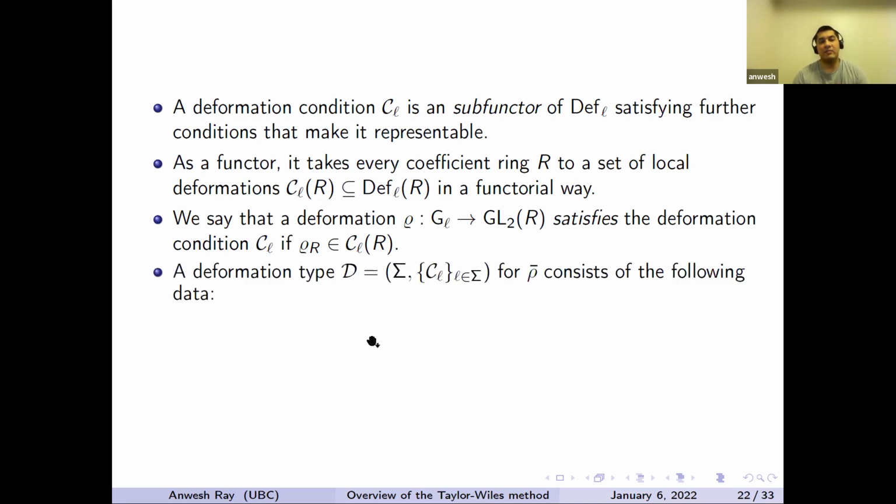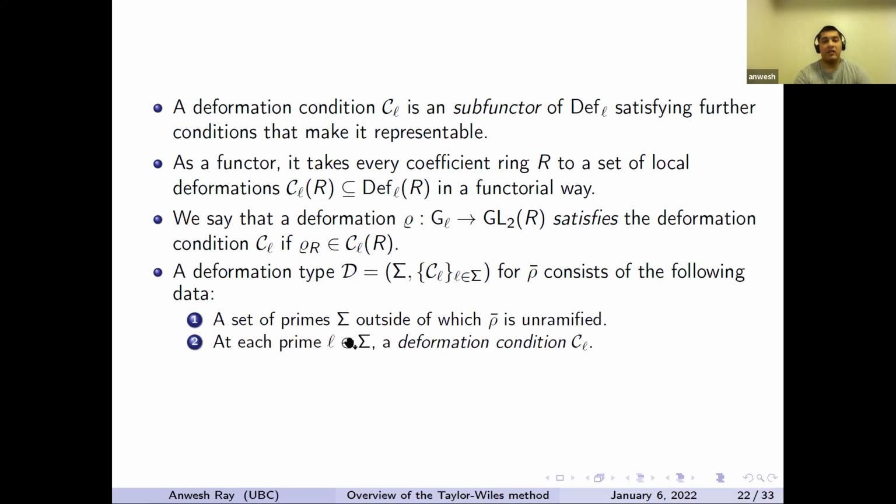Okay, so what is a deformation type? This is what we want to impose on our global deformations. We fix a set of primes Sigma, outside of which Rhobar is unramified. In other words, the deformations are allowed to ramify only in the finite set of primes Sigma. Furthermore, at every prime L in Sigma, we impose a local deformation condition, which means we only specify certain deformations at L to be admissible.